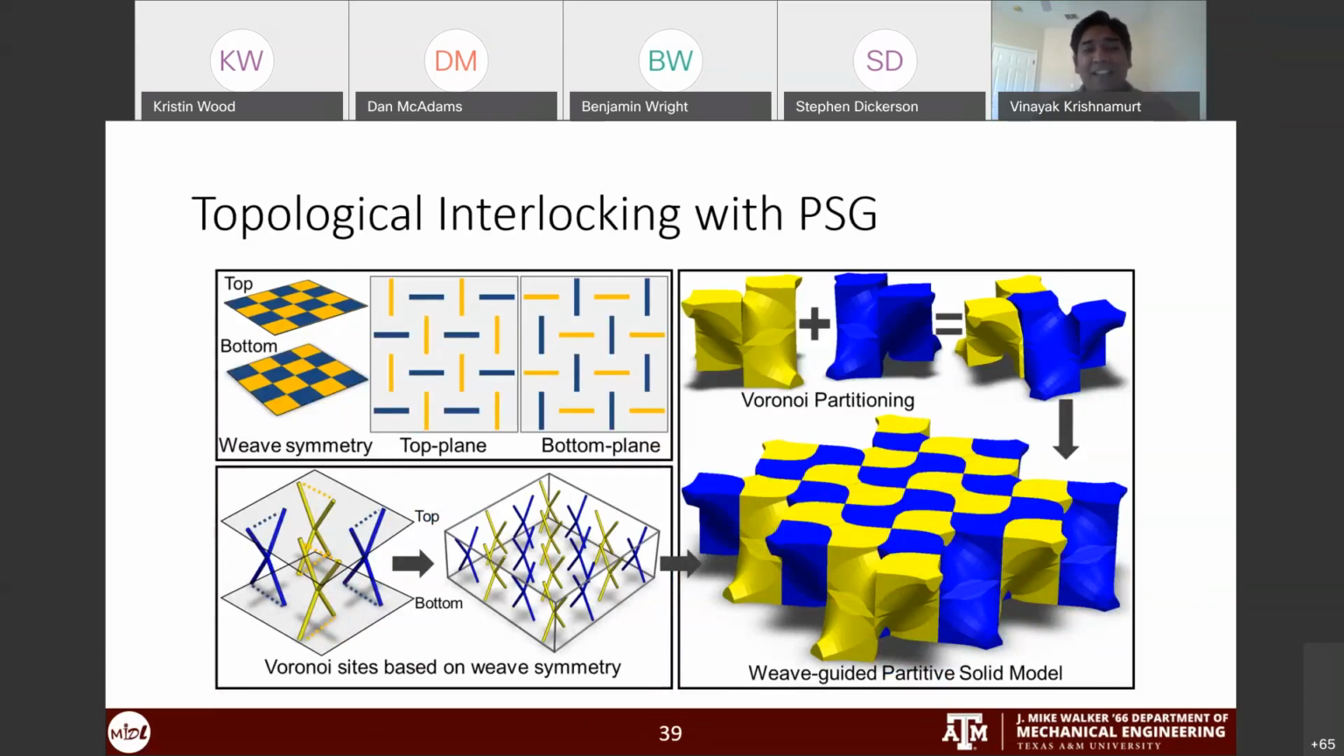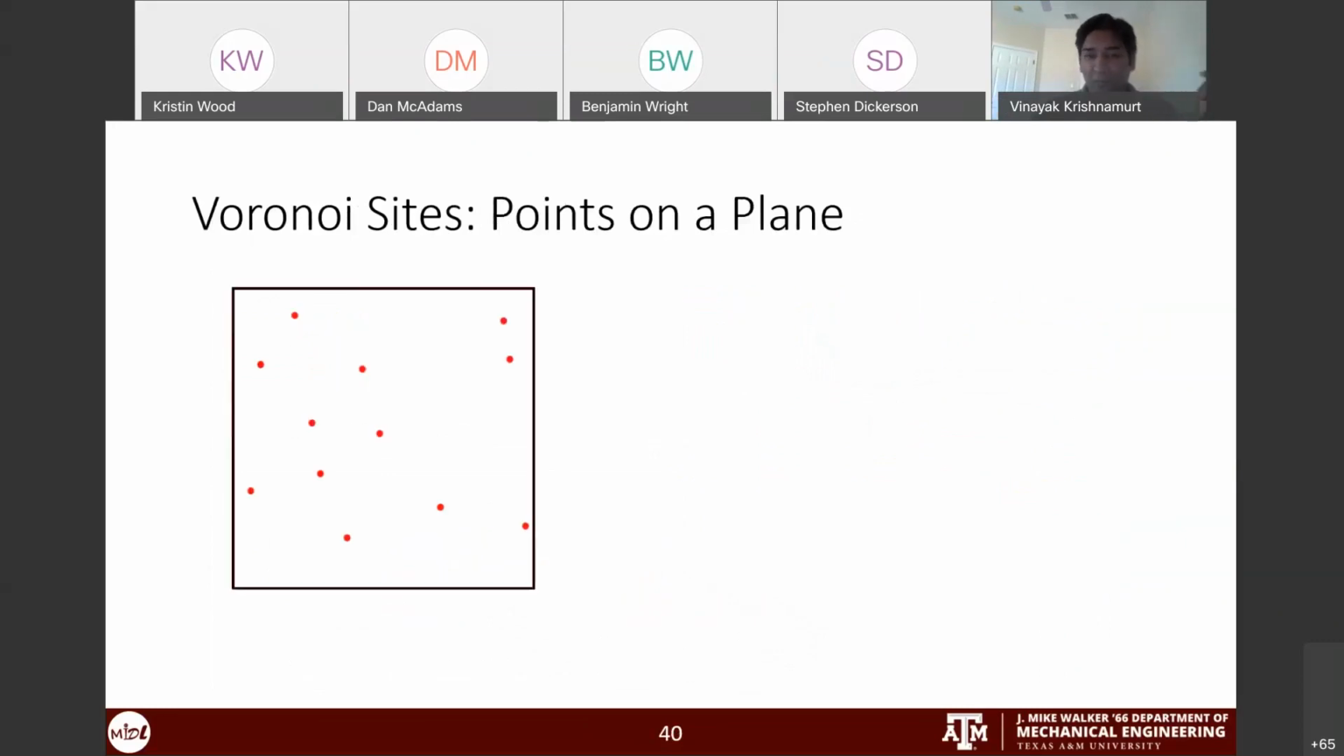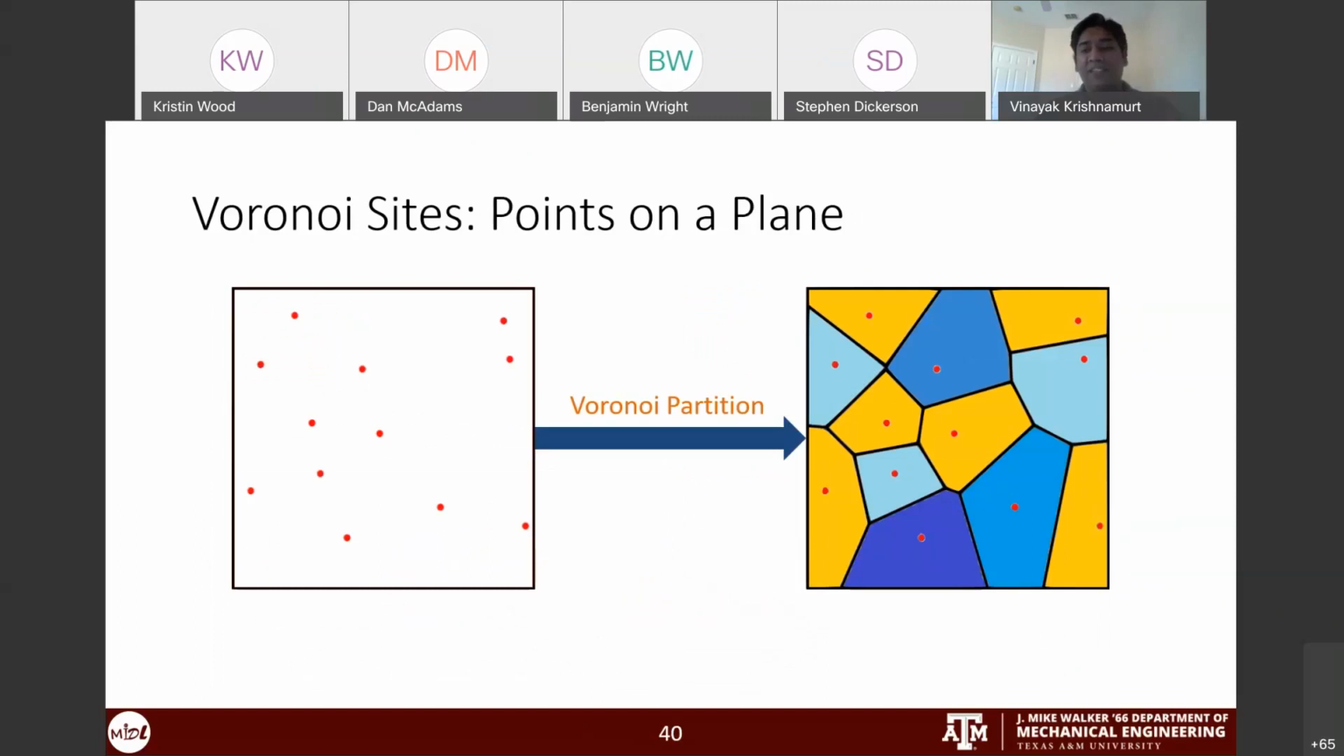On the left hand side you see that if we induce two different weave symmetries on the top and the bottom, and we arrange our Voronoi sides accordingly, then we end up getting shapes that are going to be topologically interlocking. The assumption here is that they will not move under a peripheral force, assuming that there is no friction. So even if there is no friction, purely geometrically, they are not going to move up and down. The idea behind doing this computation is that suppose you have points in the plane, you do Voronoi partitioning, this is what we get.